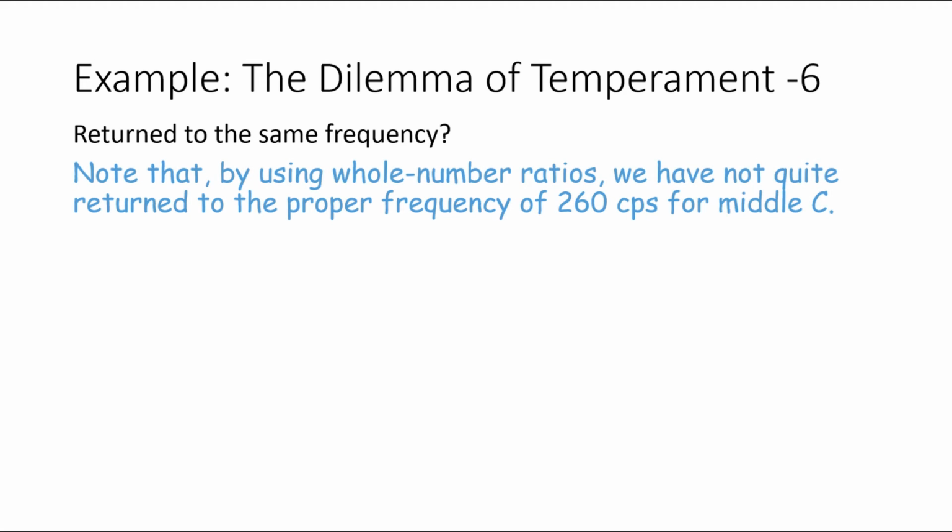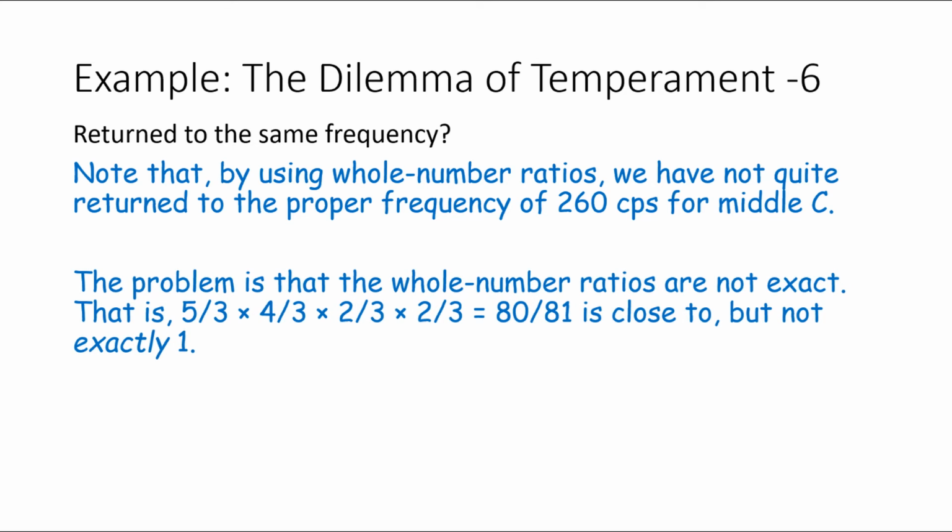Again, note that by using whole number ratios, we have not quite returned to the proper frequency of 260 CPS for middle C. The problem is that the whole number ratios are not exact. That is, 5/3 times 4/3 times 2/3 times 2/3 is 80/81. It's close to 1, but it is not exactly 1.